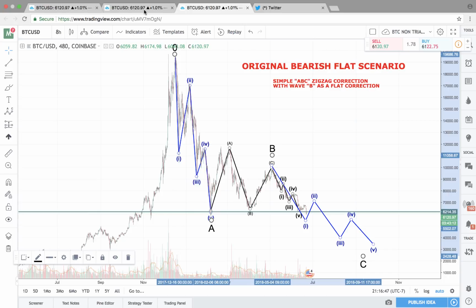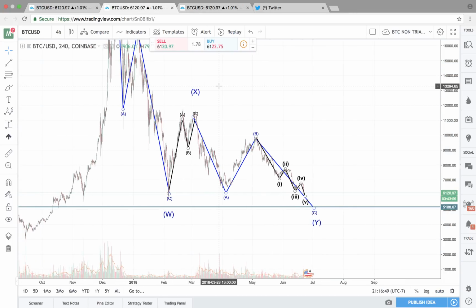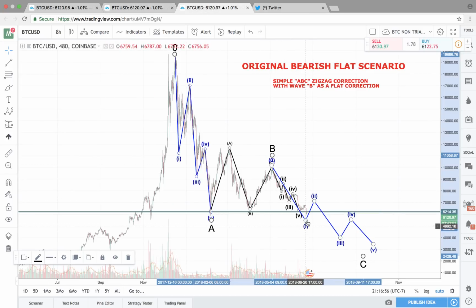So two very likely counts that I see here. This would be one count, which I would have us bouncing sooner and not going as deep, and then this would be the second count, which would have us bouncing at the same level. We still can't go below.